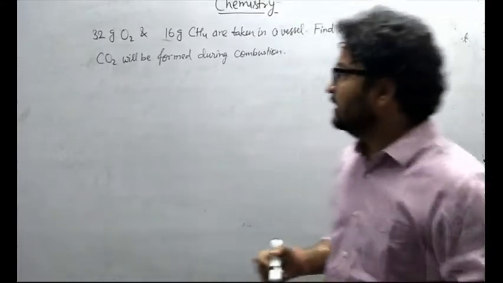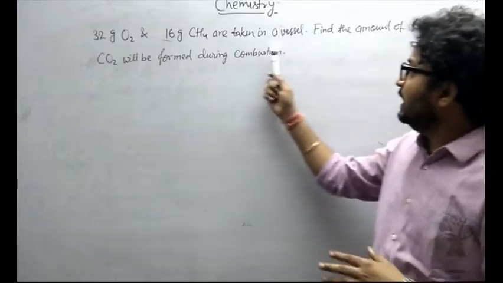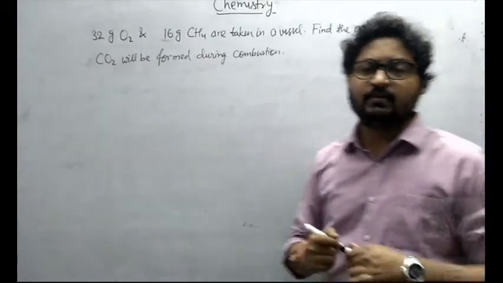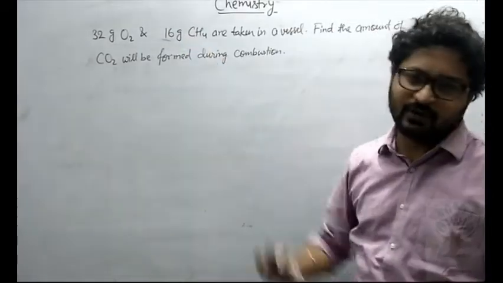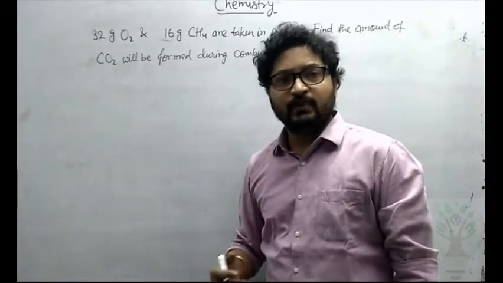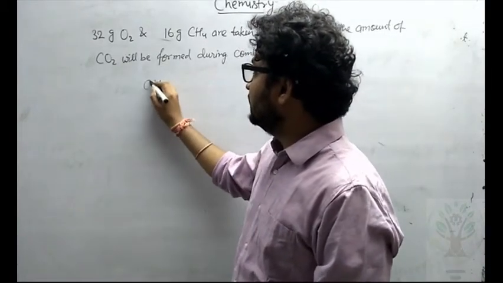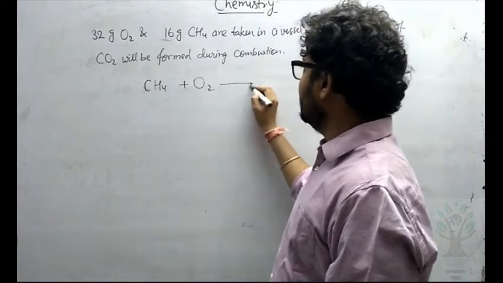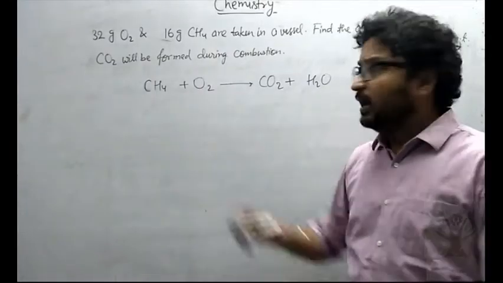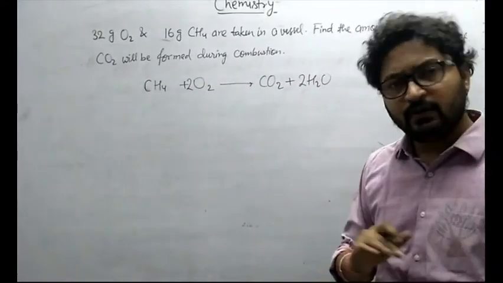Okay, let's move forward and see a similar problem. We have 32 gram of O2 and 16 gram of CH4 in a vessel. Find the amount of CO2 formed after the combustion. Since we have CH4 and O2, the only reaction possible is combustion. First we make the combustion equation: CH4 plus O2 gives CO2 plus H2O. Entire carbon converts into CO2, entire hydrogen converts into H2O. For balancing, 2H2O, 2O2. We have already done this.